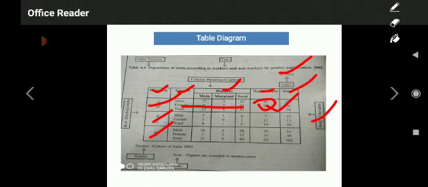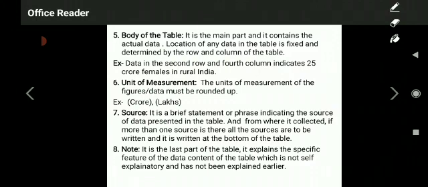If you want to see that in the diagram, it comes over here. Look at the source. Here you have to mention in textual form, in a brief summary, the source of that particular data: from where you collected it, from whom you collected it, and on what date you collected it. You have to mention everything in the source of that particular table. Okay, this is all about the source.